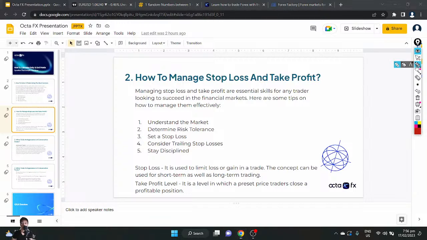Okay. And if you are a newbie, by the way, the definition of stop loss is that it is used to limit loss or gain in a trade. The concept can be used for short term as well as long term trading. And take profit level is a level at which, at a preset price, traders close a profitable position. So take note of this.